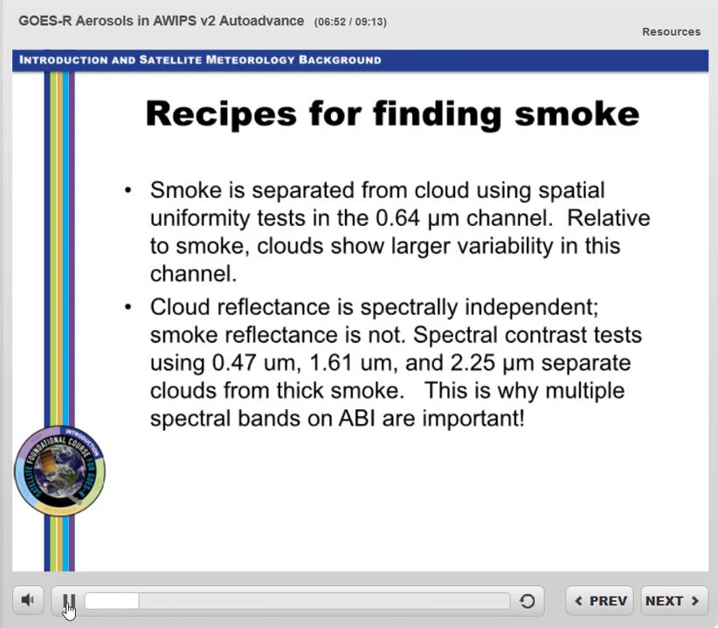GOES-16 daytime aerosol detection can find smoke. Some of the spectral tests used in the retrievals are shown on this slide. These mostly include looking at a signal in one band and comparing it to a signal in a different band. Aerosol effects differ at different wavelengths. This is the power of multispectral observations.